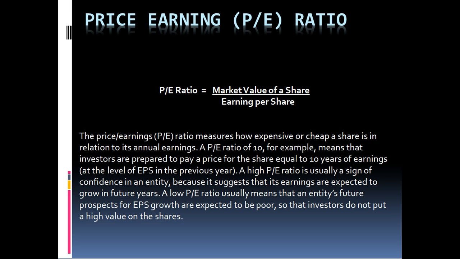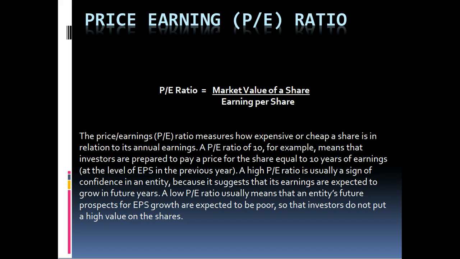A high P/E ratio is usually a sign of confidence in an entity because it suggests that its earnings are expected to grow in future years. A low price-earning ratio usually means that an entity's future prospects for EPS growth are expected to be poor, so that investors do not put a high value on the shares. Mathematically, P/E ratio is equal to market value of a share upon earnings per share.